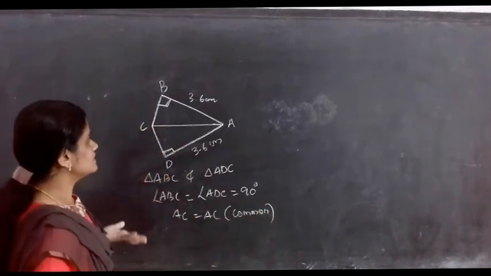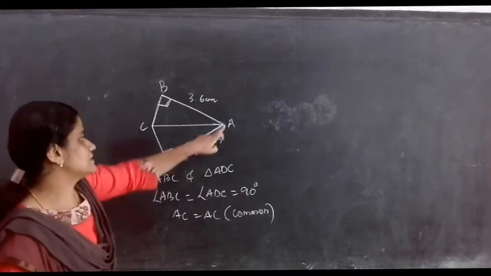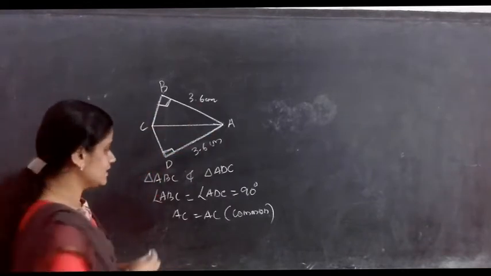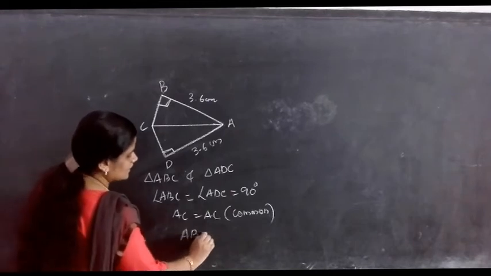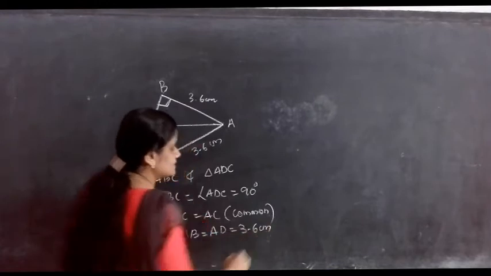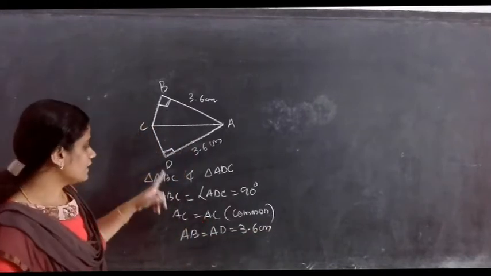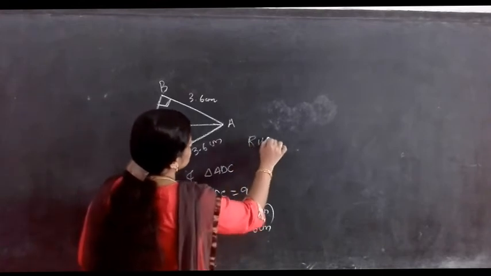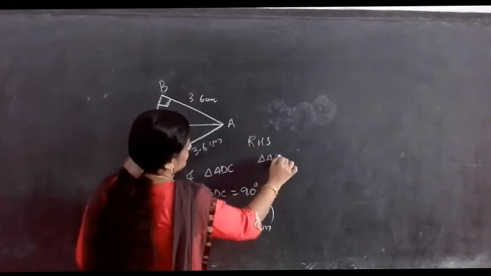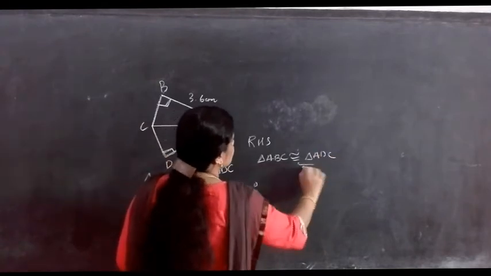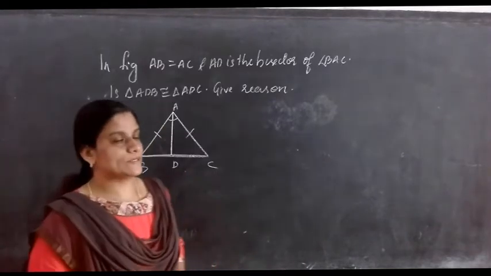Now, is there any other side equal? Yes. AB and AD are 3.6 cm each. So we can write AB is equal to AD is equal to 3.6 cm. Now, RHS. So by the RHS congruence rule, triangle ABC is congruent to triangle ADC. Is that clear? Let's see one more question.